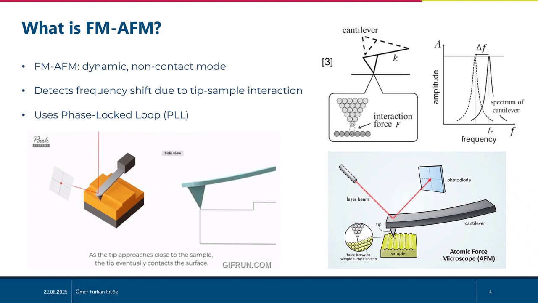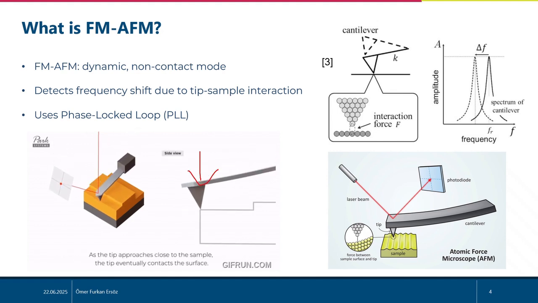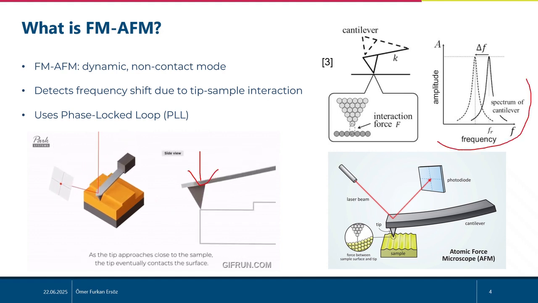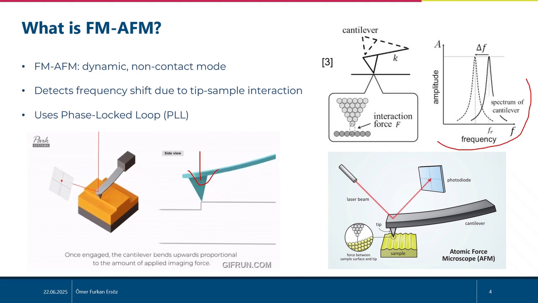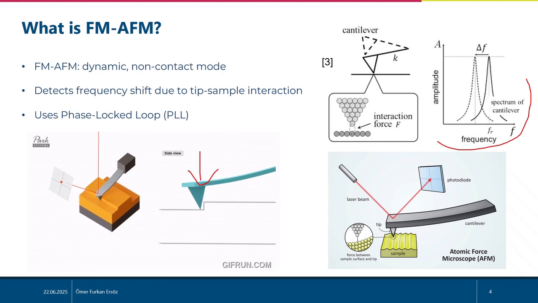FM-AFM is a non-contact imaging mode in which the cantilever is oscillated near its resonance frequency. When the tip gets close to the sample, the tip-sample forces modify the effective stiffness of the cantilever, causing a shift in its resonance frequency. A phase-locked loop continuously tracks this frequency shift, and the system uses it as feedback to maintain a constant interaction. This method is especially useful for detecting subtle variations in surface force.